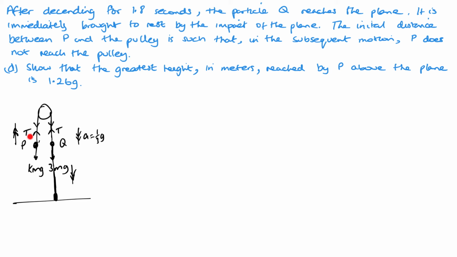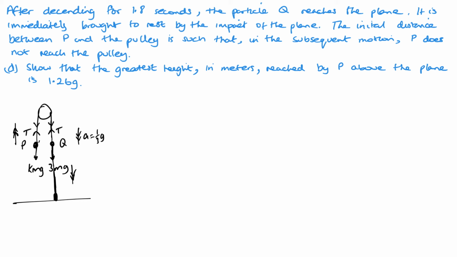But because it hasn't hit the pulley, once this hits the floor, it's no longer pulling P up, which means that then P is moving freely under gravity. And that's then how I can model it. Moving freely under gravity.